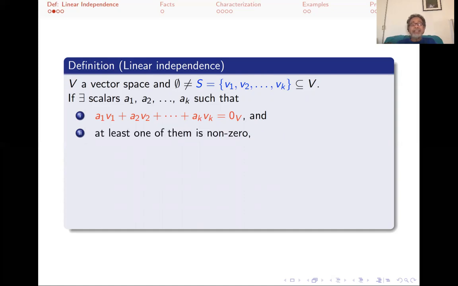So I want to say that at least one of these scalars has to be non-zero. I consider using zeros for all the scalars as cheating. I'm not allowed to do that. By the way, that backward E means "there exists."